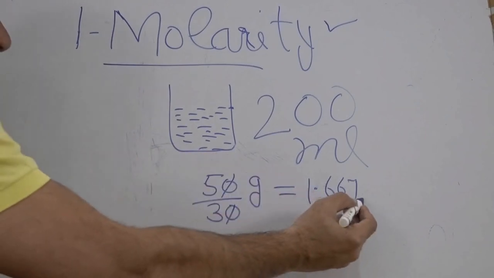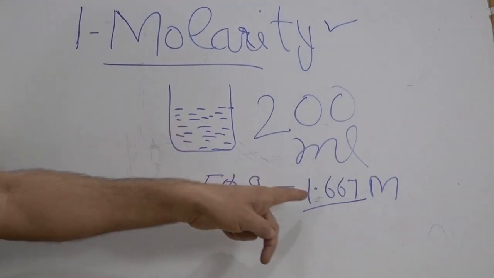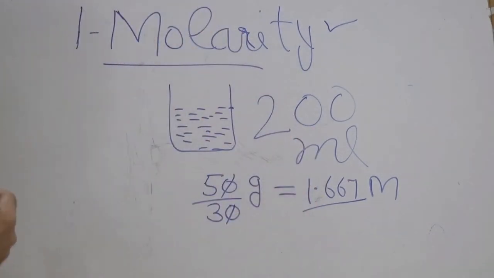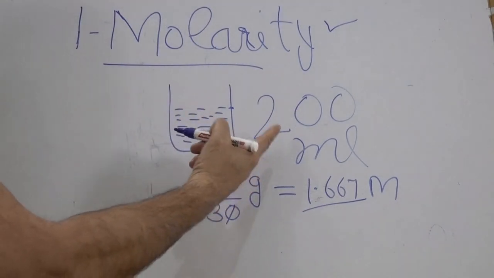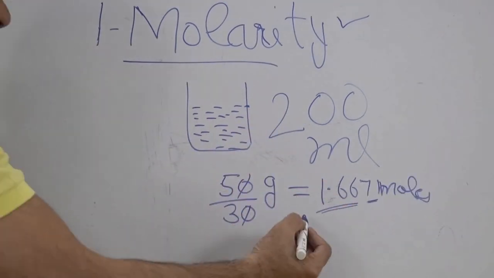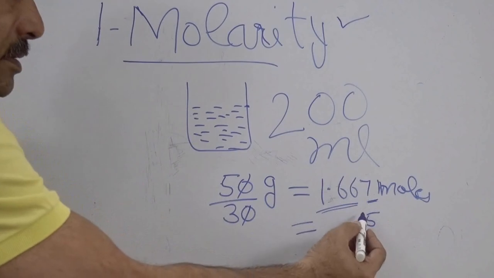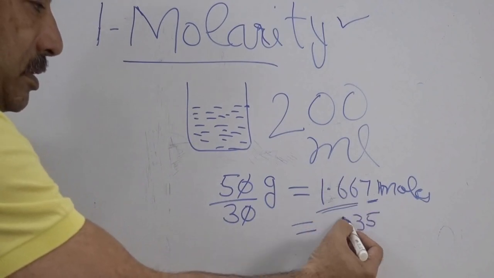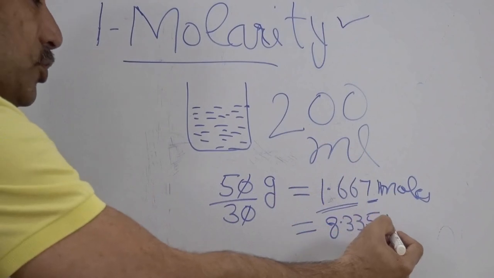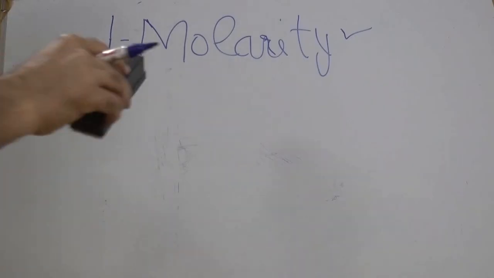Is that clear? This much molar. The solution contains this much number of moles in how much volume? 200. If we take it 1 liter, then the number of moles would be how much? Obviously 5 times of this. Means 8.335 molar solution. The solution molarity is how much? This much molar.